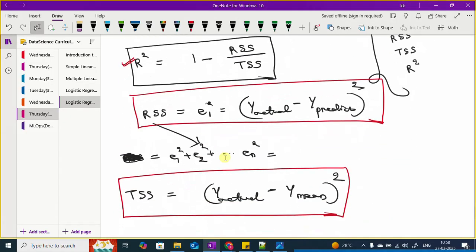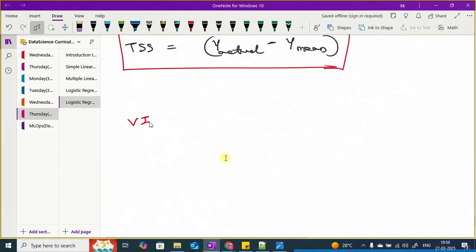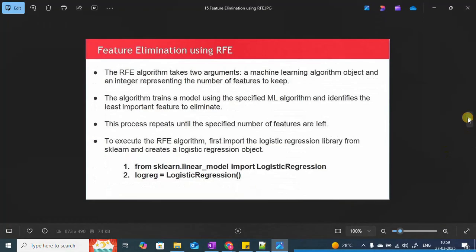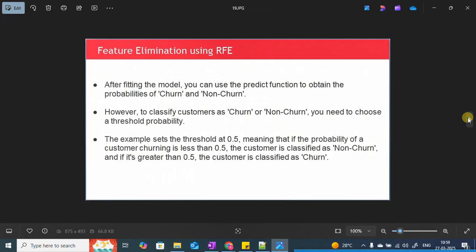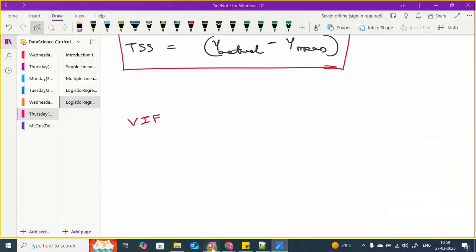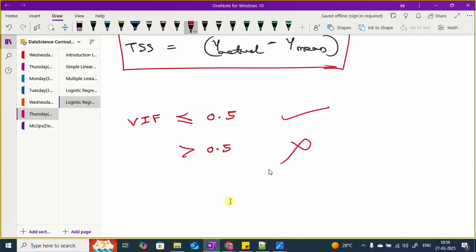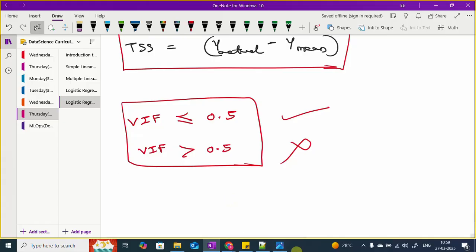If my VIF value, threshold value, I'm talking about the threshold value. If my VIF value is greater than, let me see the threshold value. Yeah, VIF is less than or equal to 0.05, then you have to consider that column. If it is greater than 0.05, then you have to reject or drop that column. Clear, guys? Any doubts so far? Any doubts so far? Clear?